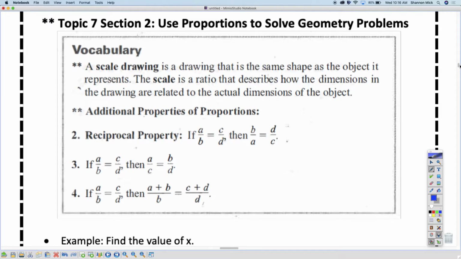Now, on 3, I can put my numerators together, my denominators together. Can I take the numerator of one and put it with the denominator of the other? No, because they're different parts. When I show you the picture, you'll see why.